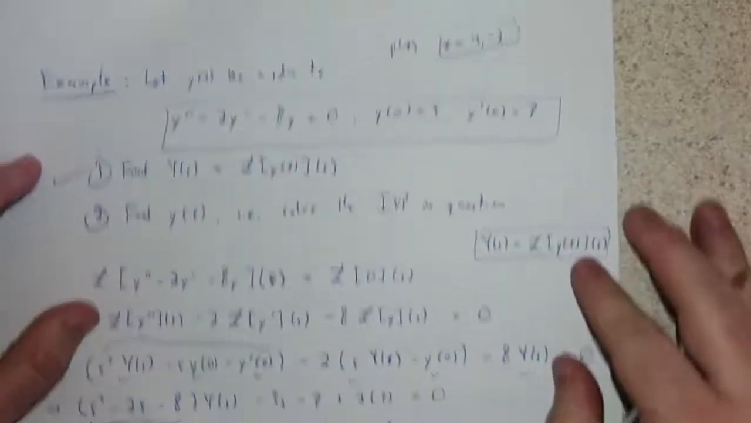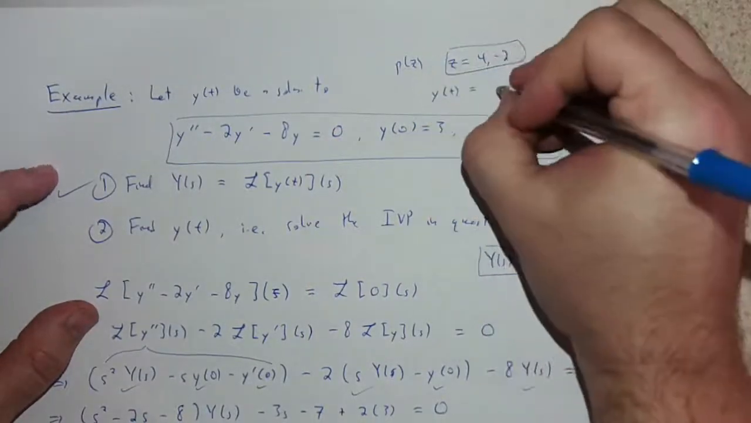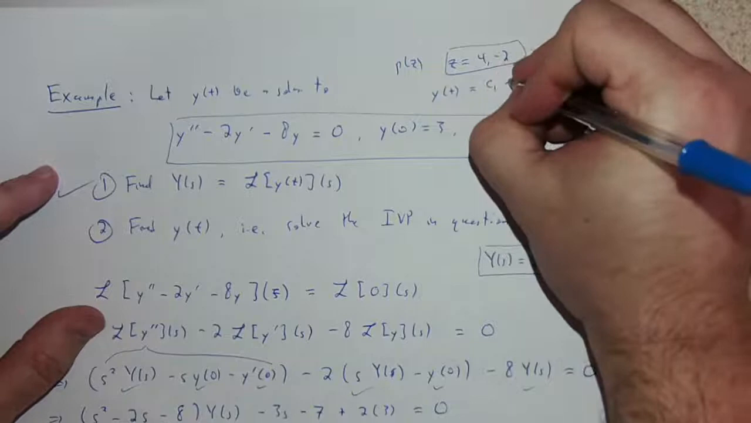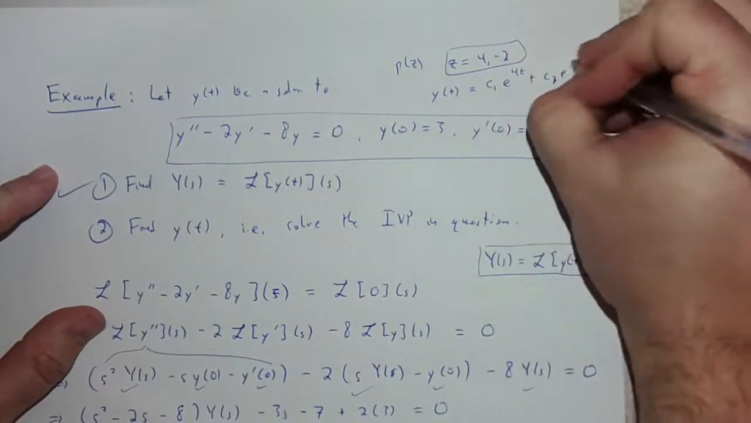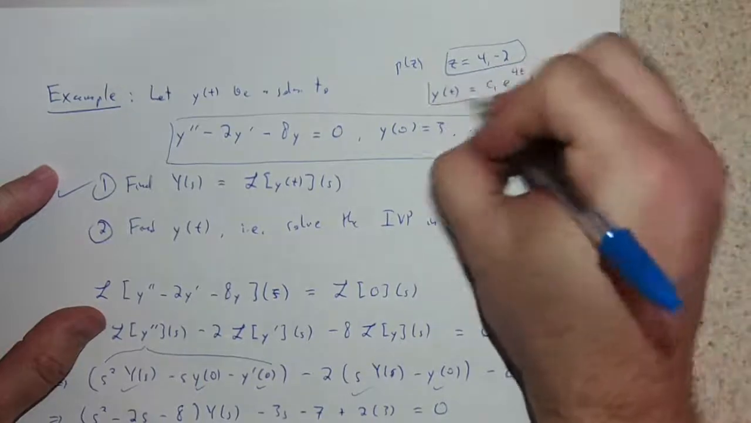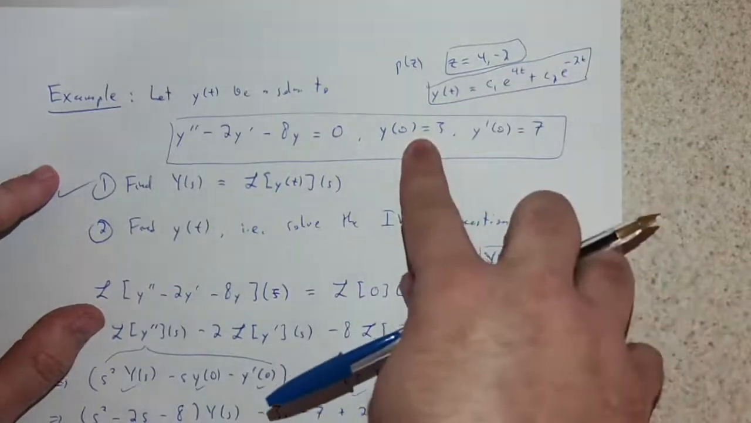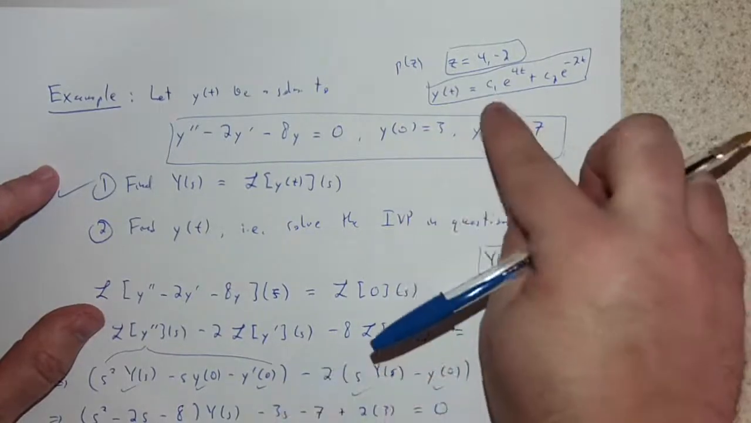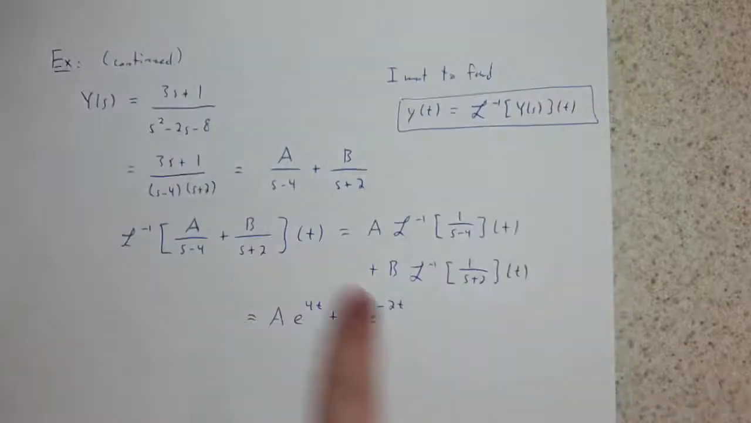So we already know that this is a homogeneous equation. We already know that y of t is c1 e to the 4t plus c2 e to the minus 2t. So we already know the general solution to this equation is this. And then we're given these initial conditions, so we could figure out what c1 and c2 are from that. So we actually already knew that it had to be in this form.